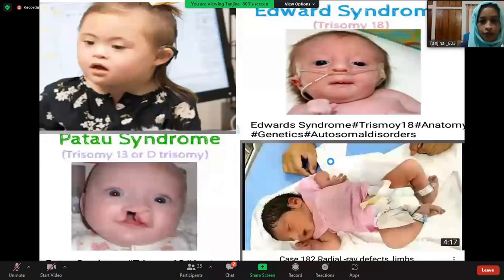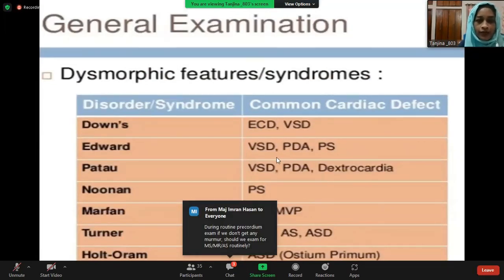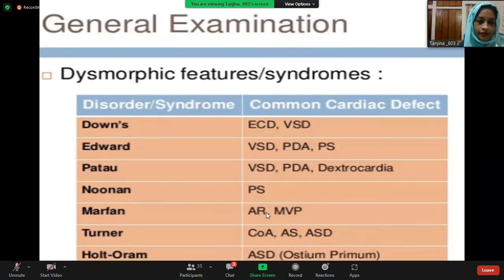So you must search for Down syndrome, which is commonly associated with the AV canal defect and VSD, and Edwards syndrome, commonly associated with ventricular septal defect, PDA and PS. Patau syndrome is associated with VSD, PDA, and dextrocardia. Noonan syndrome is commonly associated with peripheral pulmonary stenosis, and Marfan syndrome is commonly associated with mitral valve prolapse and aortic regurgitation. Turner syndrome is commonly associated with AS and coarctation of aorta, and Holt-Oram syndrome is commonly associated with ostium primum atrial septal defect.